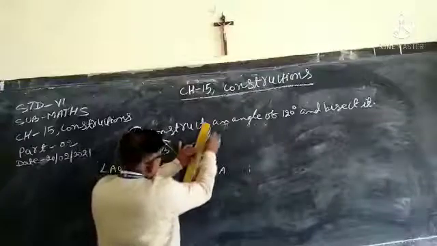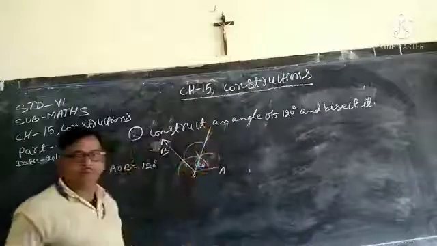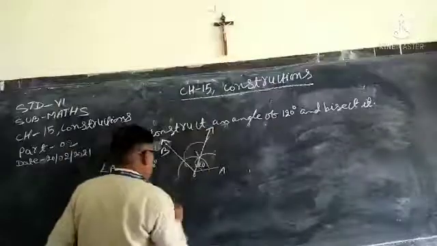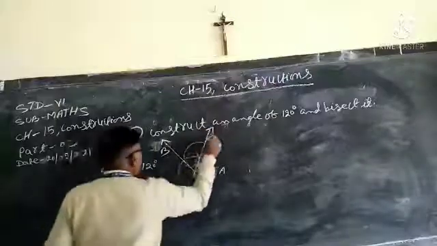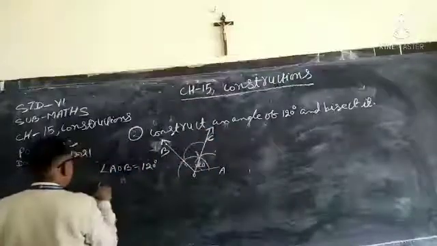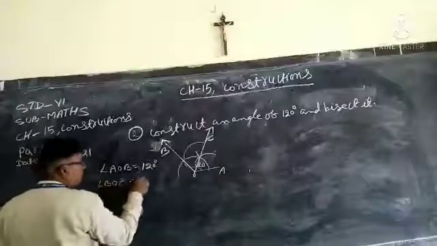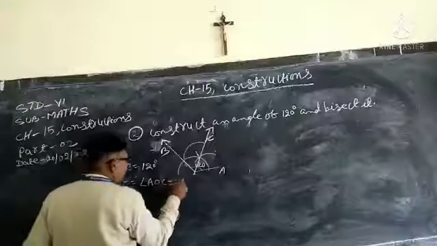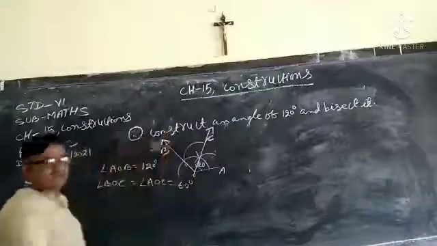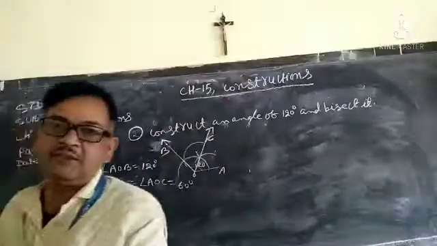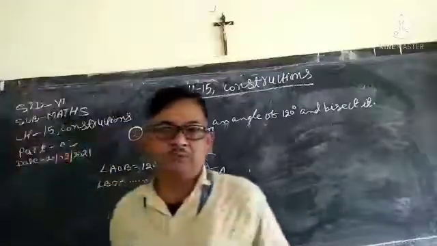Make it a straight line. Okay, so angle BOC is equal to angle AOC. This is bisecting, 60 degrees each. Is it clear? Clear? No problem.